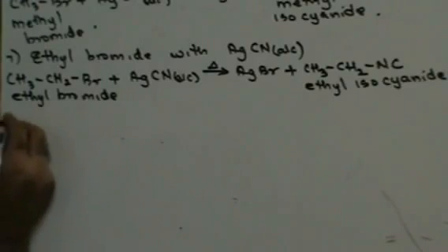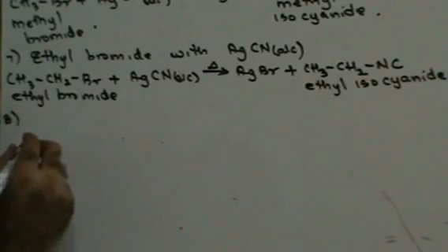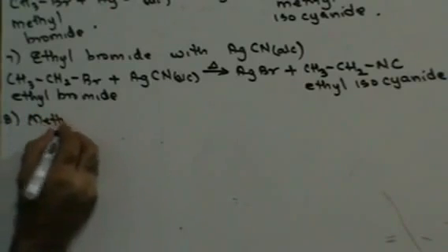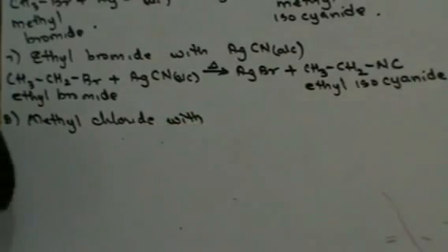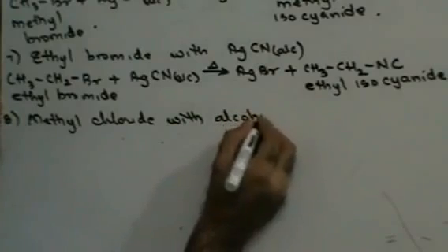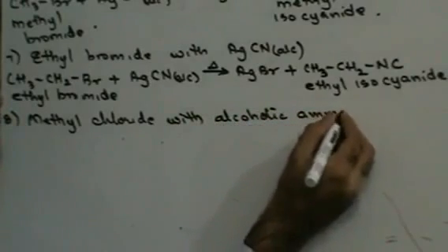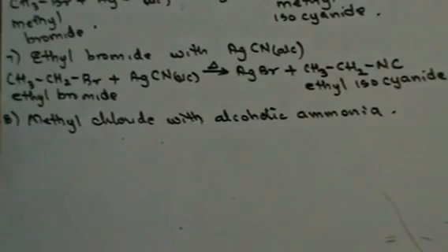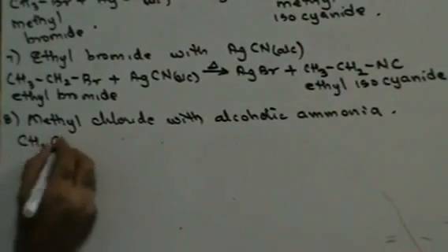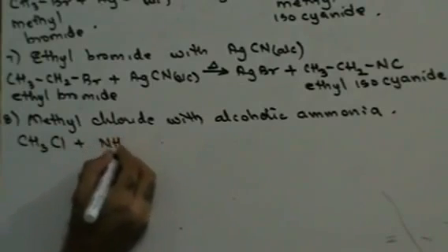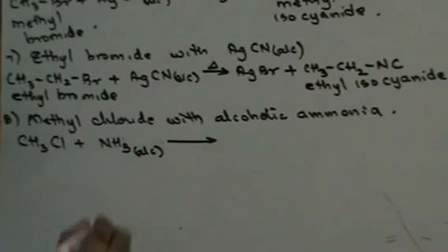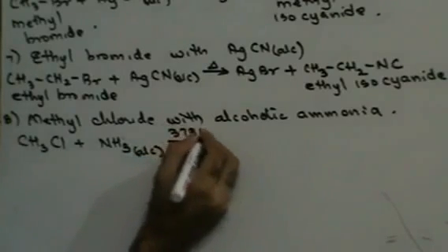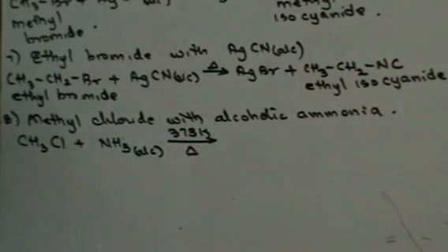You could also have substitution reaction with alcoholic ammonia. What would happen if methyl chloride reacts with alcoholic ammonia, right? Methyl chloride, CH3Cl, with alcoholic ammonia, NH3 alcoholic. This particular reaction takes place at 373 Kelvin. So you need to heat the reaction.